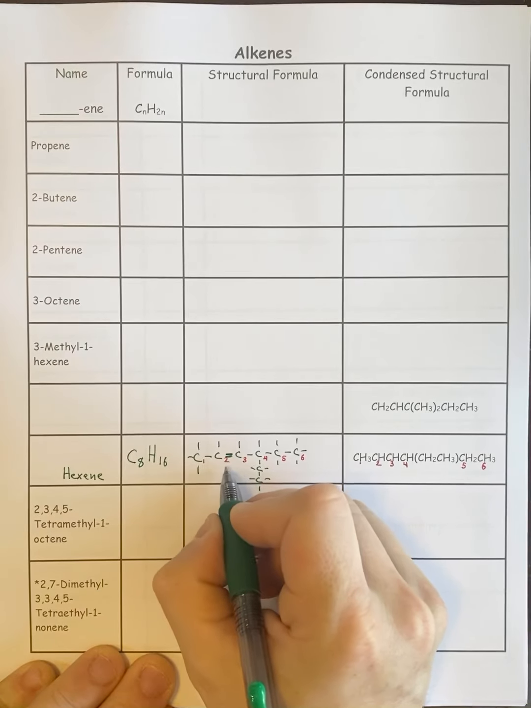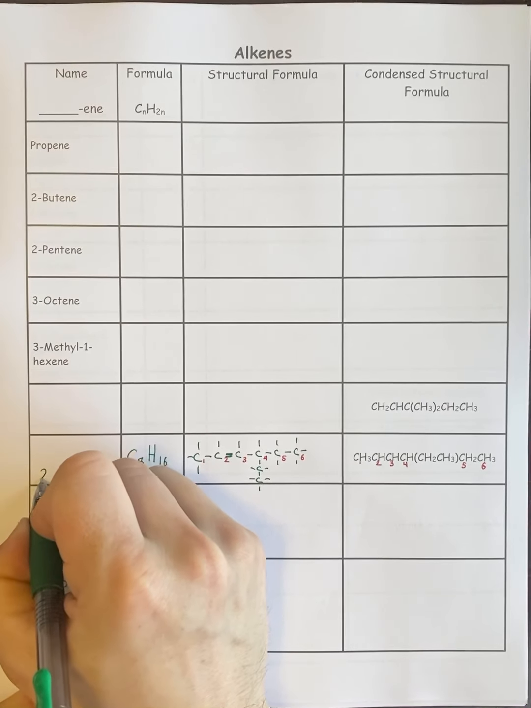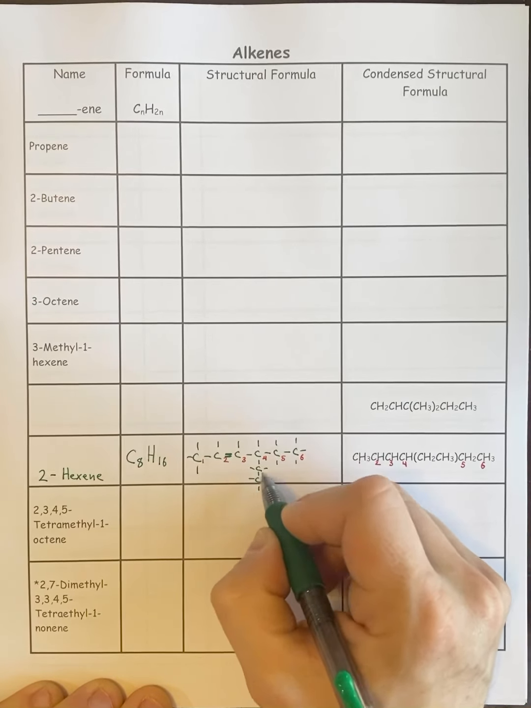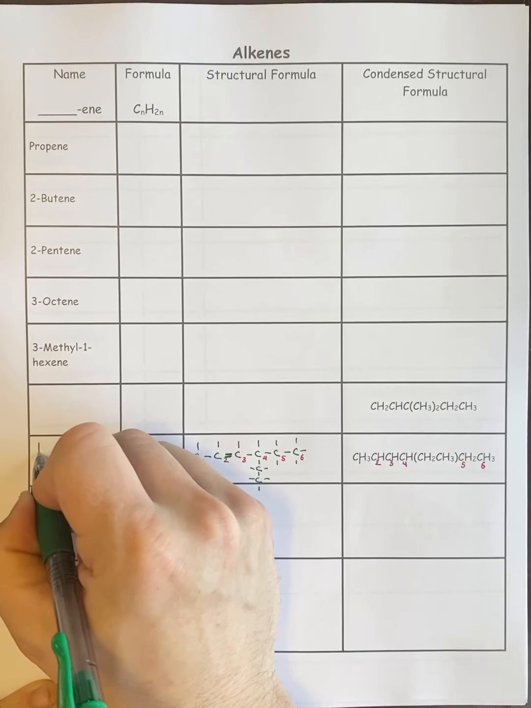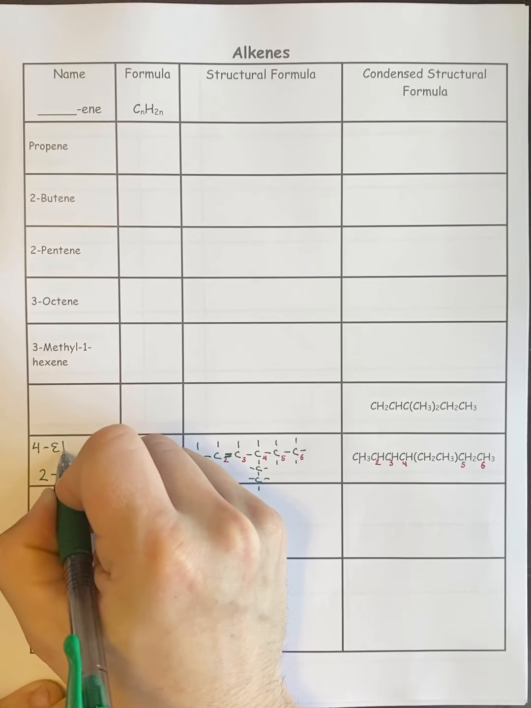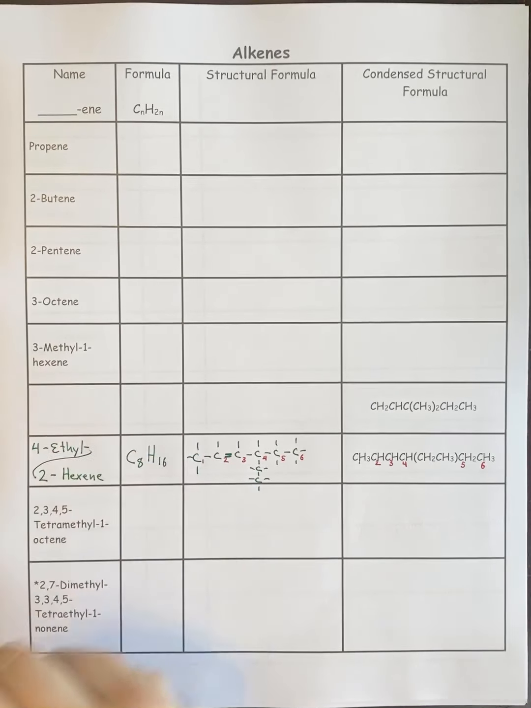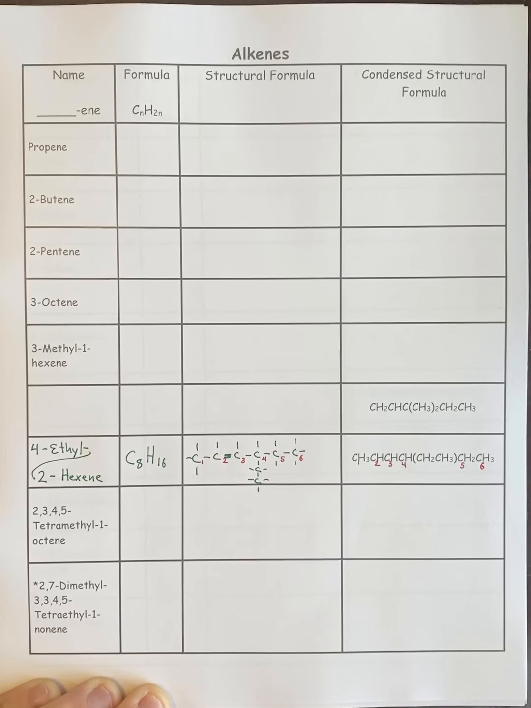And then the name, well, 6 in a row is going to be hexene. The fact that the double bond is between carbons 2 and 3 means it's 2-hexene. And then there's a branch of 2 carbons long on carbon 4. So 4-ethyl-2-hexene. So that is the name on that one.